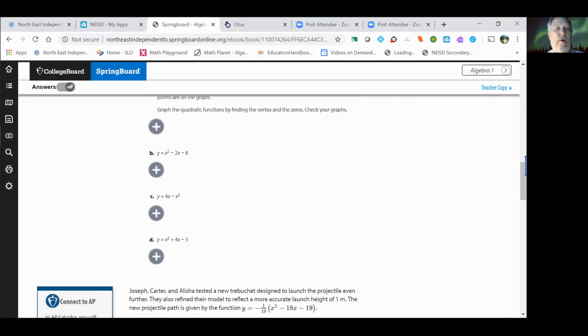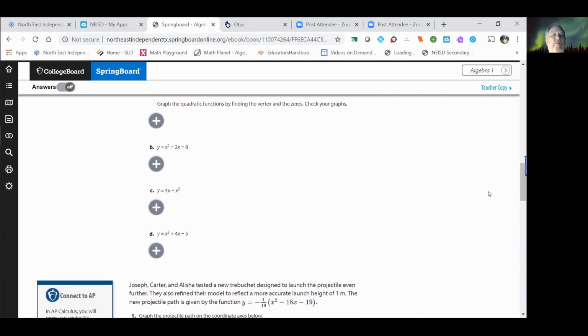All right, so we're still going to try these. Now we're going to graph the quadratic function by finding the vertex and the zeros, and we're going to check our graphs. Essentially what I'm going to do is find the 3 points. So the first thing we want to do is find out what the axis of symmetry is. That'll give me the x value of the vertex. So in order to do that, I have to identify A, B, and C. Really A and B, but I'm going to go ahead and do C as well, just so we get used to it. So A is equal to 1, B is equal to negative 2, and C is equal to negative 8.